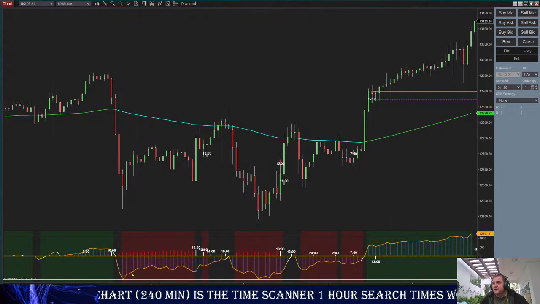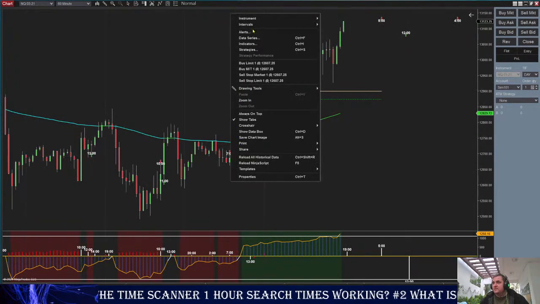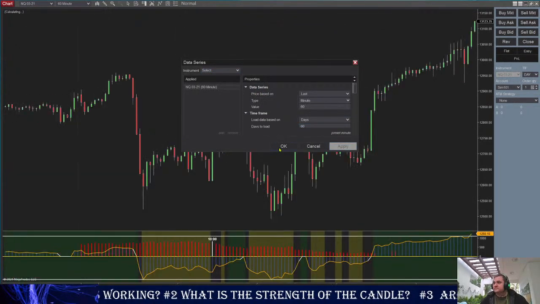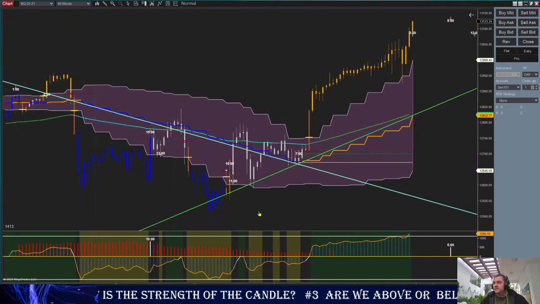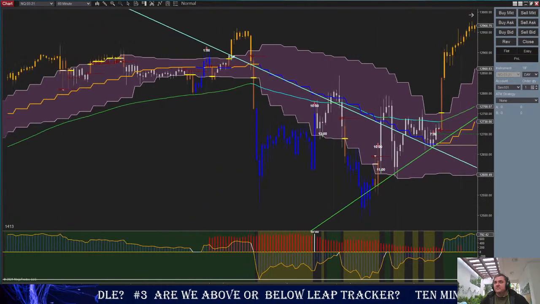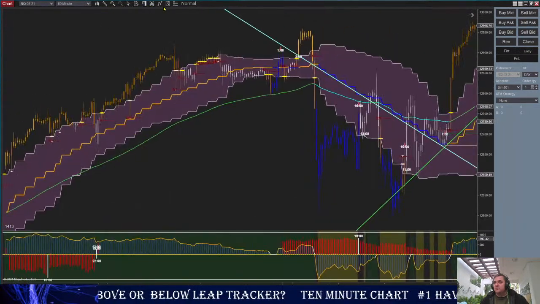Let's give it some time here. Do I have enough data for baseline? No, I have to increase this. Let's go 60 days because I'm using a 1-hour chart. There we go. Beautiful. Oh, double reversal. That's kind of crappy.